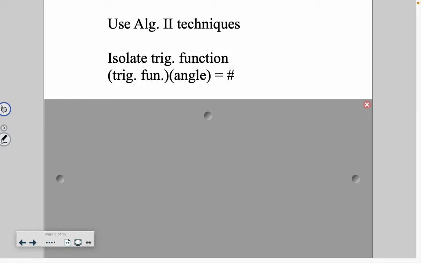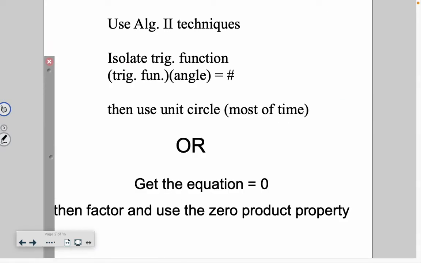So if you only have one trig function in the problem, or you end up with only one trig function, you're going to isolate that and then solve. And then at that point, you'll use the unit circle, most of the time. You'll use your unit circle. That's why I had you take your formula sheet out. The only time you wouldn't is if you end up with a value that's not on the unit circle. If you don't get the 1/2, the square root of 3 over 2s, things like that, then I'll show you a different method when we get there.